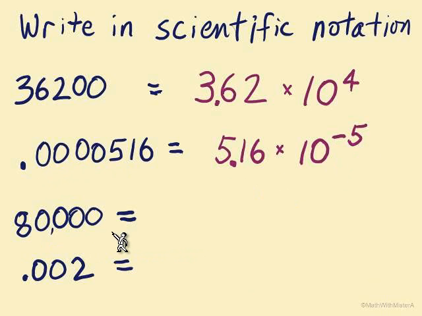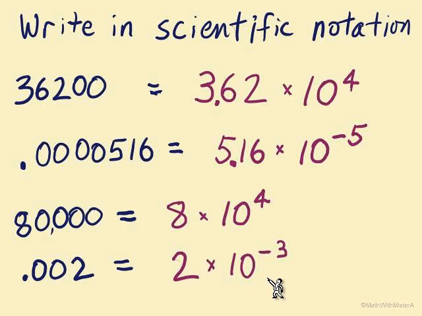Next one, 80,000. Let's bring over the 8. If the decimal point is right behind the 8, how many jumps do we need? 1, 2, 3, 4. 8 times 10 to the 4th. And the last one, 2 thousandths. Let's bring over the non-zero digit, the 2. We know the point is right behind that 2, so how many jumps and in which direction? Looks like 3 to the left, and we know that's 2 times 10 to the negative 3rd.